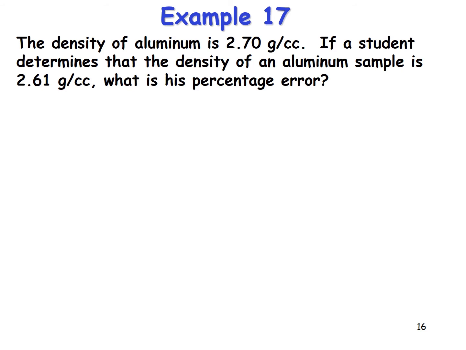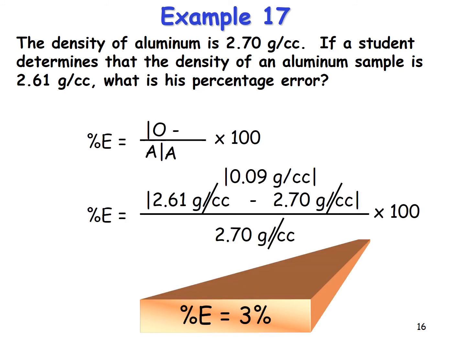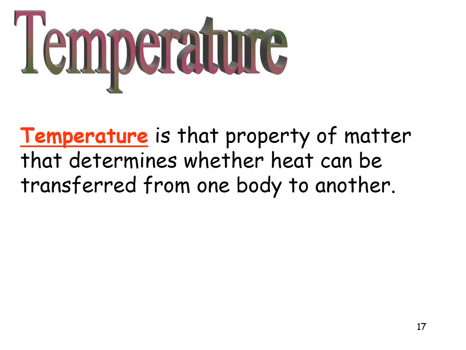Again, this is something simple. You need to get the difference of these two and divide by the accepted value. You should never get a negative number, because here these are in brackets, and it just means that it needs to be a positive number. There's no such thing as negative 3%.